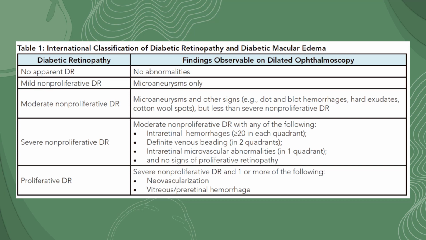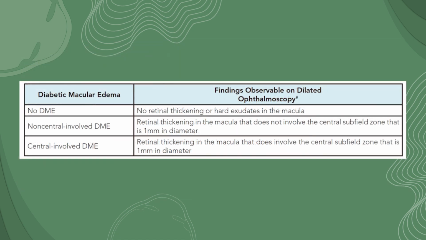Severe NPDR must meet one of the 4-2-1 criteria: more than 20 intraretinal hemorrhages in all 4 quadrants, or venous beading in 2 quadrants, or IRMA in 1 quadrant. Macular edema is graded independently as non-DME, non-central involved DME, and central involved DME.